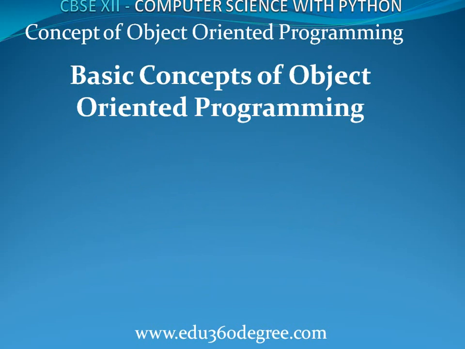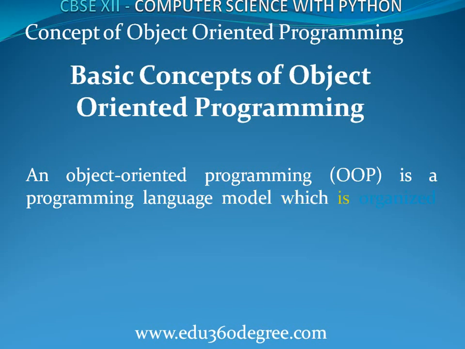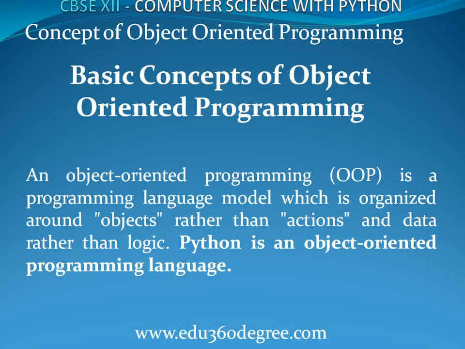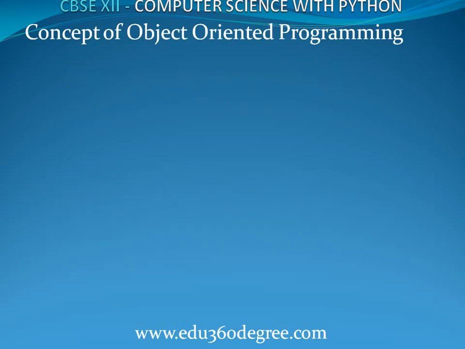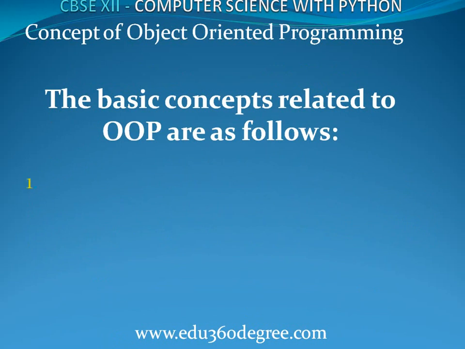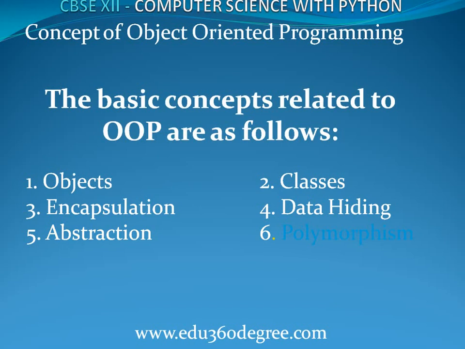Basic concepts of object-oriented programming. An object-oriented programming language model is organized around objects rather than actions, and data rather than logic. Python is an object-oriented programming language. Now the basic concepts related to OOPs are as follows: objects, classes, encapsulation, data hiding, abstraction, polymorphism and inheritance.